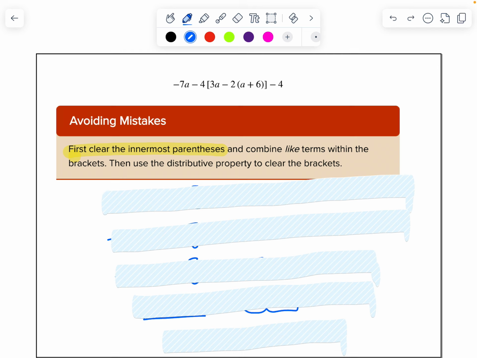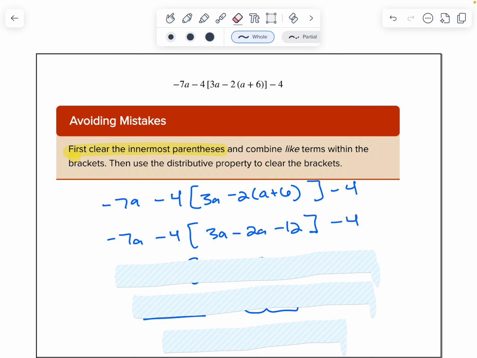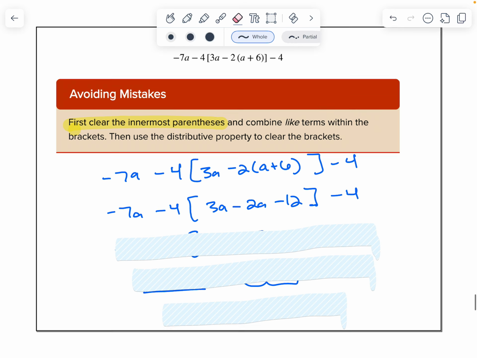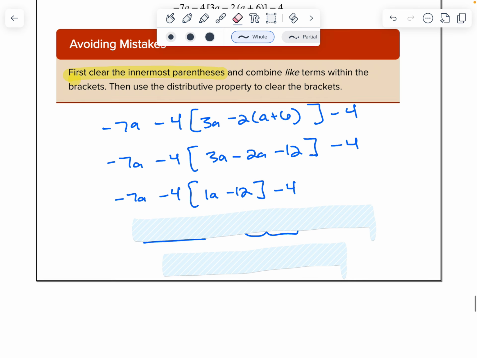Take a second to see if you could do this challenging one. If you need to take the first step, you can. Here's the first step. I distributed the 2 into the parentheses. Then you'll look for like terms. Pause at any point to try and keep working. Combine the 3a and the negative 2a to make 1a. Sometimes I like to write in the 1a just to keep up with what I have. You could have written just a, and that's perfectly fine.